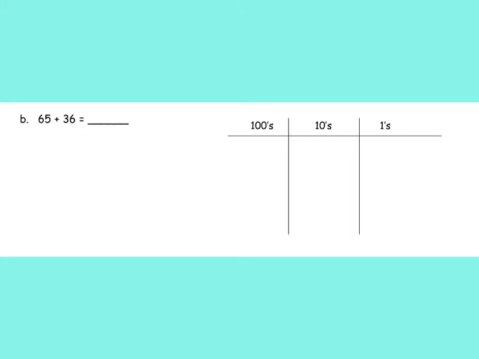The next problem is 65 plus 36. Again, we're going to start with our discs, and for 65 we have 6 discs of 10, so we're going to add those in, and we have 5 discs that equal 1. And we're adding 36, so we have 3 discs that equal 10 and 6 discs that equal 1.